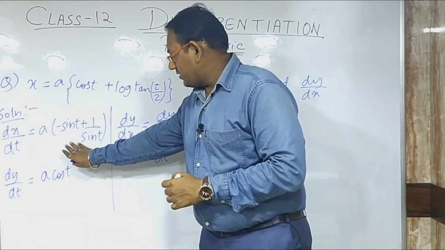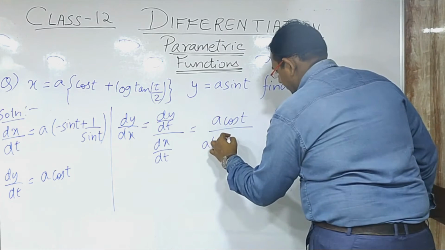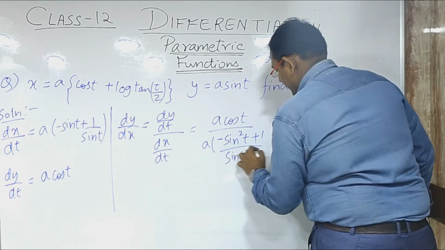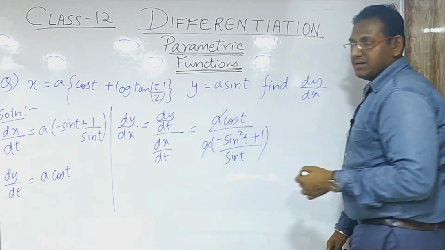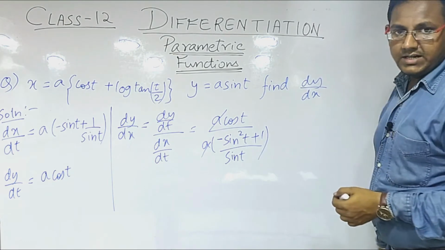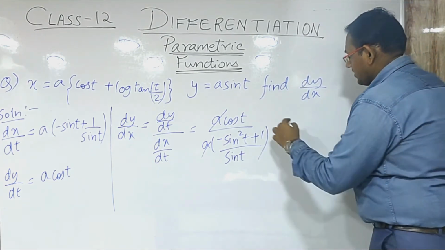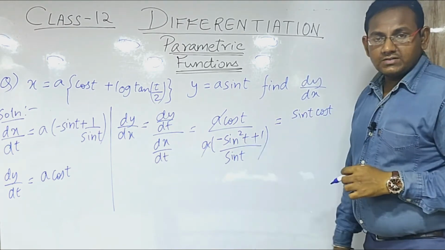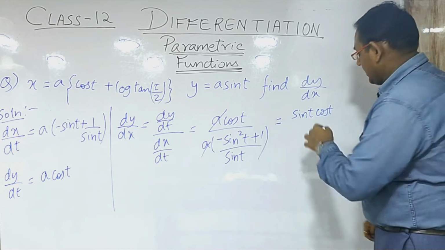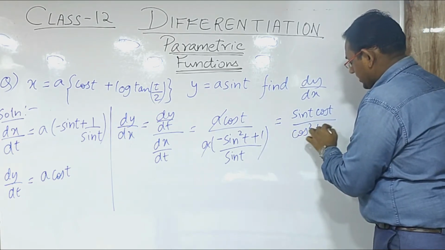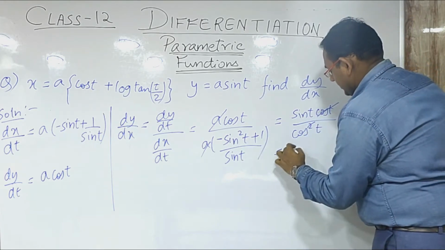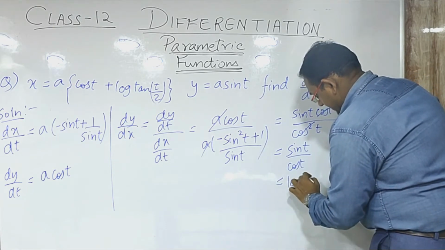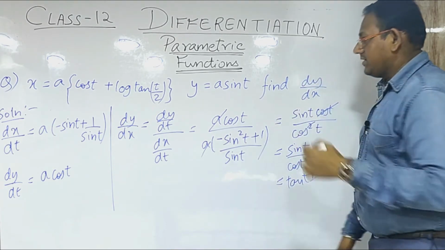Now before putting in the values, if we take the LCM, it becomes minus sin square t plus 1, divided by sin t. We can cancel a and a in the numerator and denominator, and this part goes in the numerator. So it becomes sin t cos t, and 1 minus sin square t becomes cos square t. Now these cancel out, so we basically get sin t by cos t, that is tan t. So this is your answer.